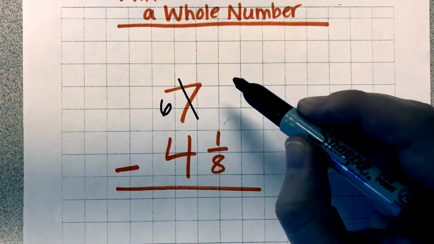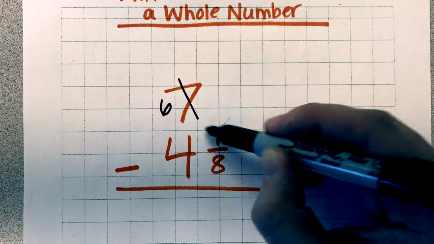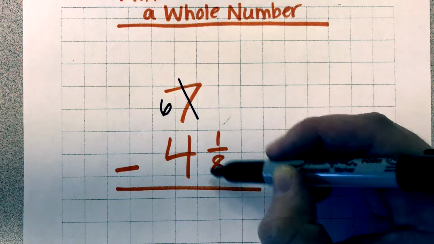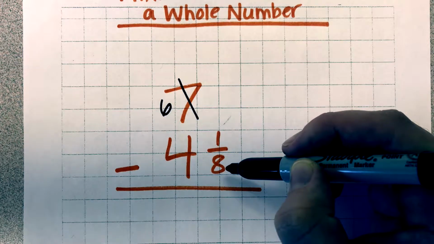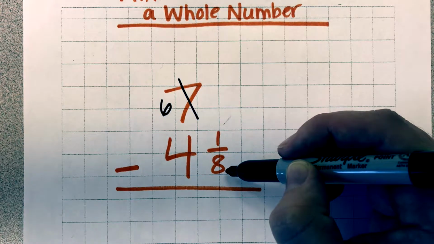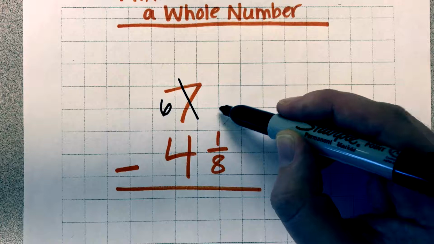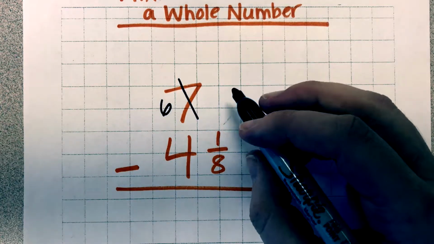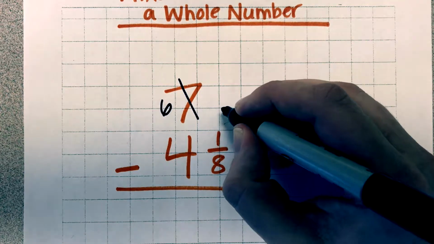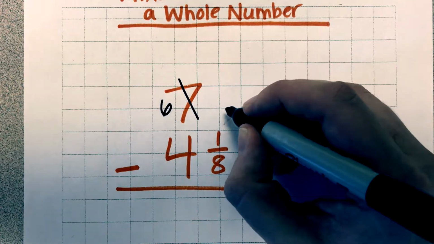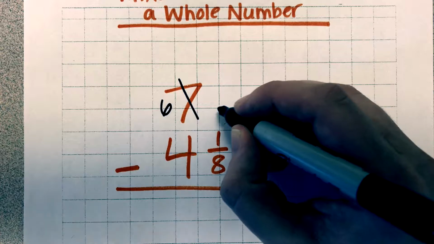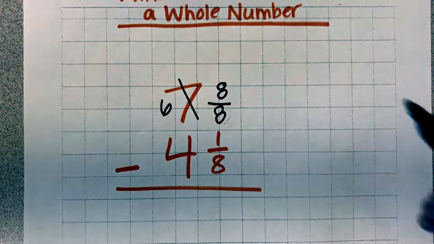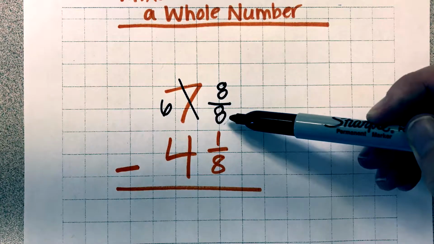So in order to turn a whole number into a fraction that we can use right here, what we want to do is look down here at the fraction we already have. What's the denominator? The denominator is 8. So we want a fraction up here that has the denominator of 8 so that we can easily subtract. So if we want a whole number to be represented by a fraction and we want the denominator to be 8, we want to make it 8/8, because 8/8 equals a whole.